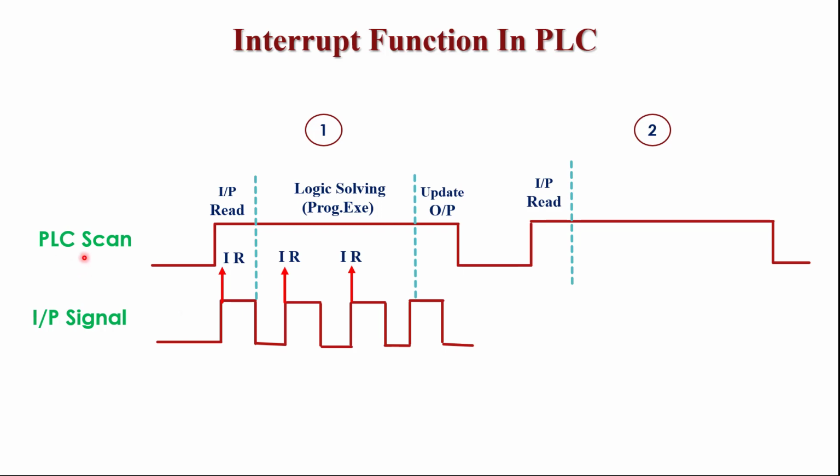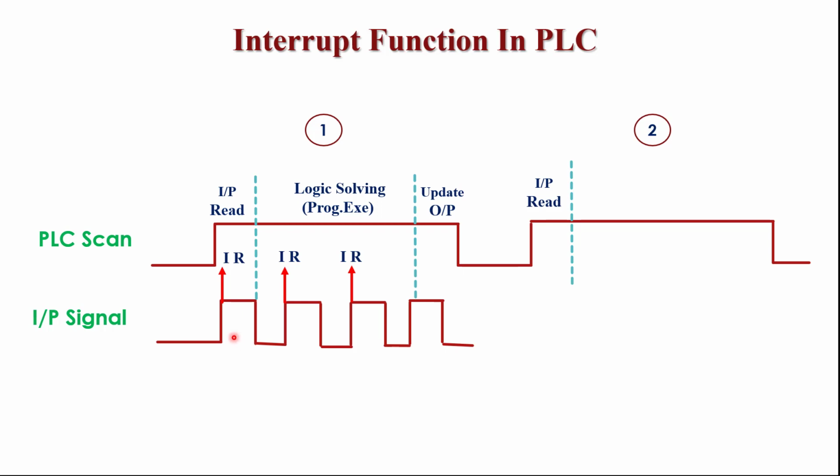So let us assume this is the PLC scan time, this is PLC scan 1 cycle and this is scan 2 cycle. Scan 1 cycle is divided into 3 parts. First is input read time, next is program execution or logic solving time, and third is update output time. In scan 2, again input read time, program execution and update output time. Now this is the frequency of the input signal. The first input signal appears in the input read time, the second appears in the program solving, the third also appears in program solving, and the fourth appears in update output.